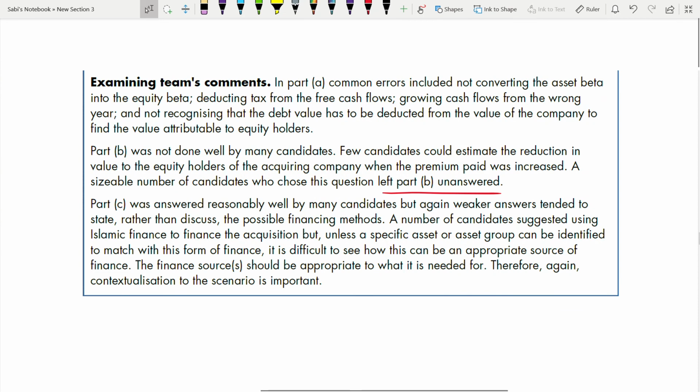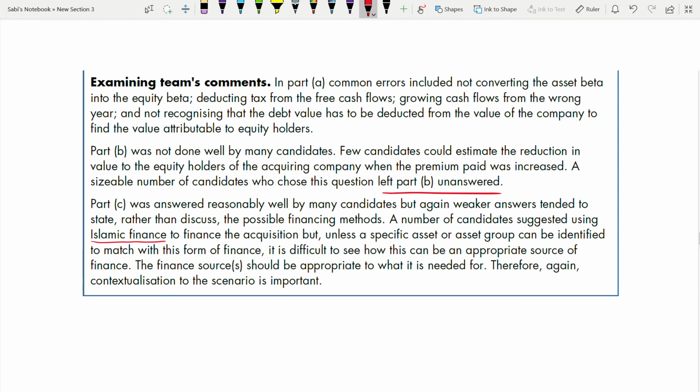Part C was answered reasonably well by many candidates, but again, weaker answers tended to state rather than discuss the possible financing method. Just stating is not enough. Bank loan, equity shares, right shares is not enough. You have to explain. A number of candidates suggested using Islamic finance. Looks very doubting, suddenly out of nowhere, Islamic finance. Okay, we'll see. To finance the acquisition, but unless a specific asset or asset group can be identified to match with this form of finance, it is difficult to see how this can be an appropriate source of finance.